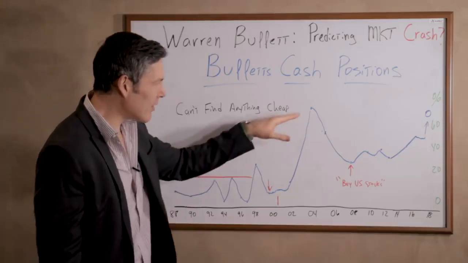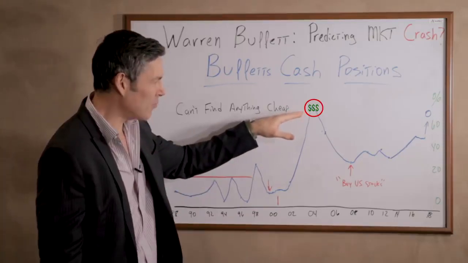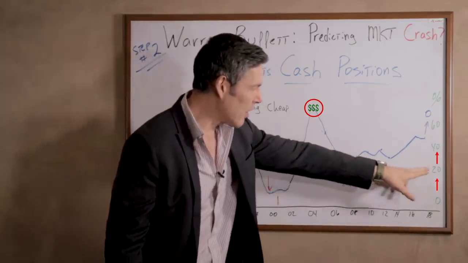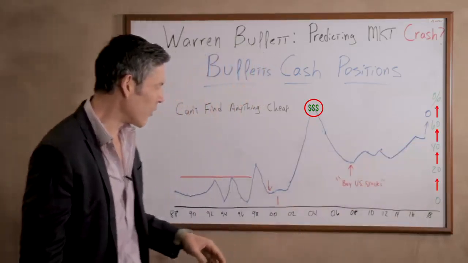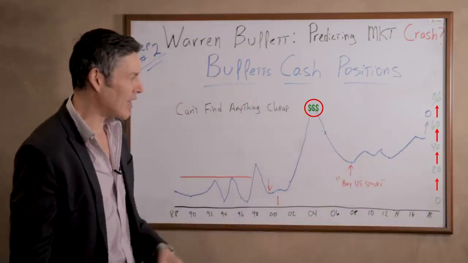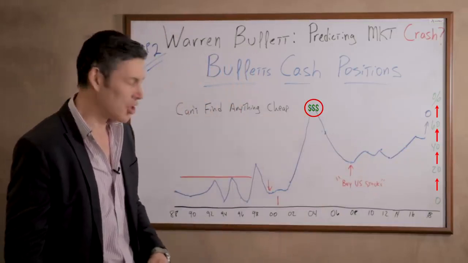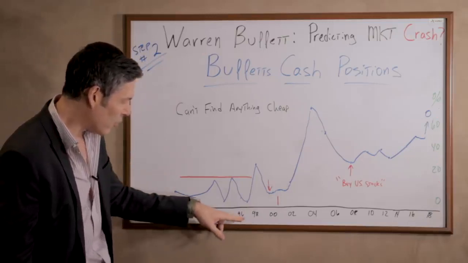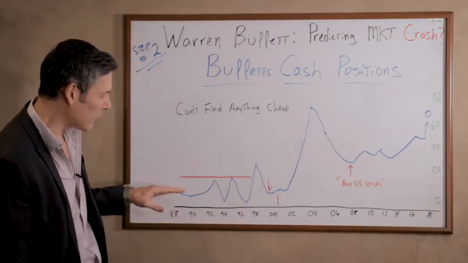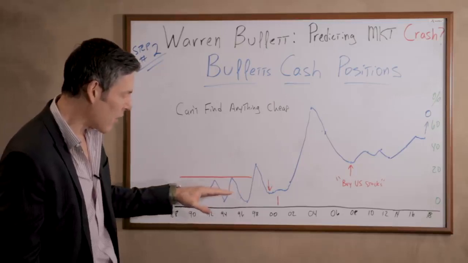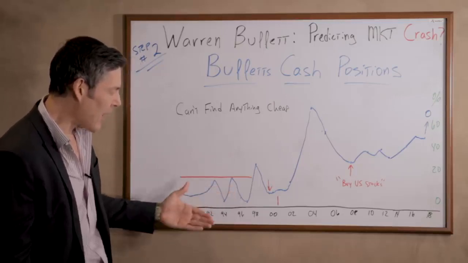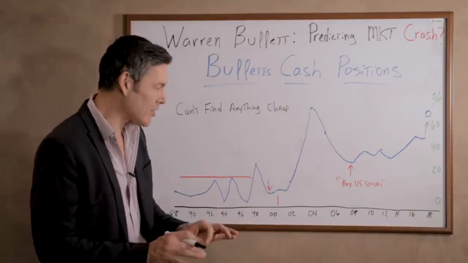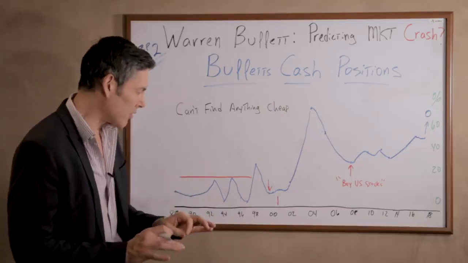So if he has a ton of cash in his portfolio, and this represents the percentage of cash that he has in his portfolio, that would imply that he just cannot find anything cheap to buy. Back here, 88 through 96, he was almost fully invested in the market. That means he can see a lot of cheap things out there, so he's buying all the time. He doesn't want any cash because that's counterproductive.